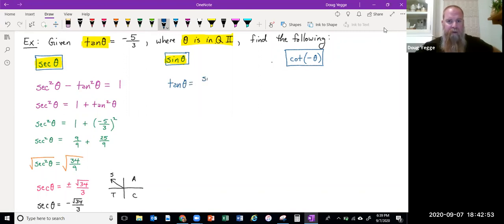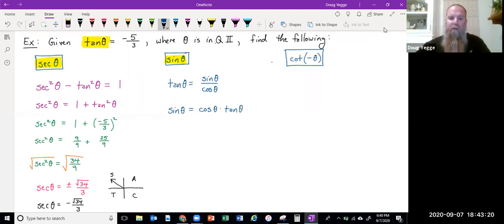is equal to sine theta over cosine theta. So notice that's the only identity that involves tangent and sine. So if I want to solve for sine theta, I can multiply both sides by cosine, and therefore sine theta is equal to cosine theta times tangent theta.